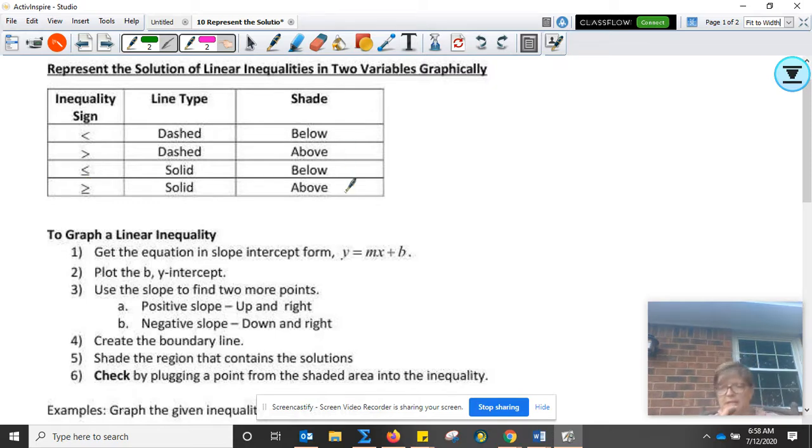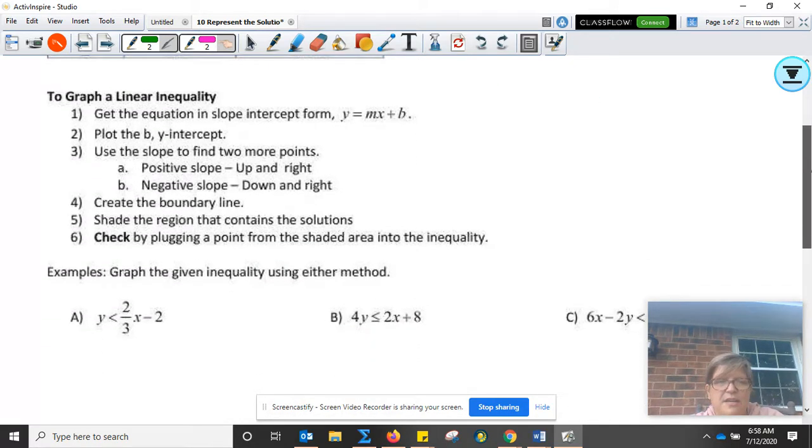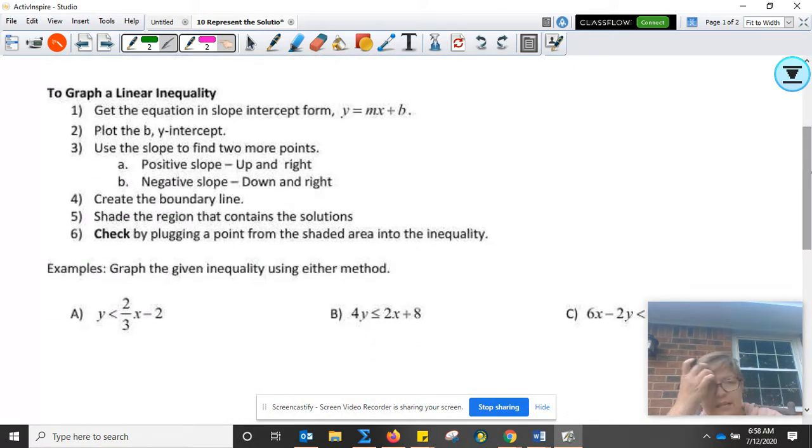So let's put this into some good use. To graph a linear inequality, you need to get the equation in slope-intercept form, y equals mx plus b. Plot the b, which is the y-intercept, and then the slope. Remember, positive is up and right, negative is down and right. Create the boundary line. Shade the region that contains the solutions. Check by plugging in a point from the shaded area into the inequality. So let's do this.